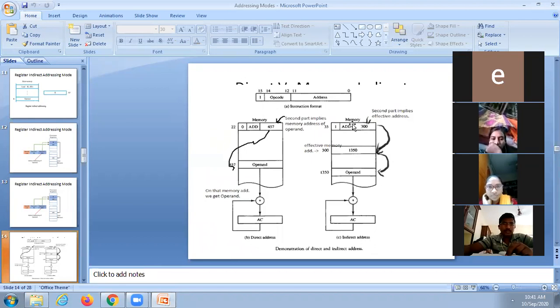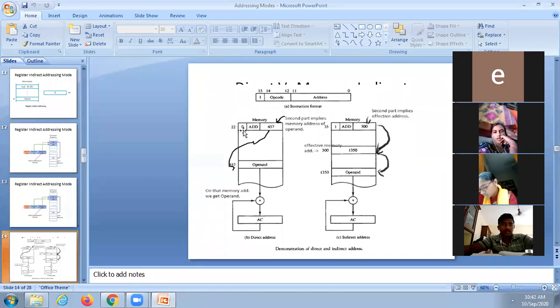Here you see the comparison. Here there is a bit called MSB, the most significant bit. If the most significant bit is 0, it means direct addressing mode. If the most significant bit is 1, it means indirect addressing mode, because both are the same except this bit. The remaining part, the 0 and add, is called the opcode, and likewise the 1 and add.